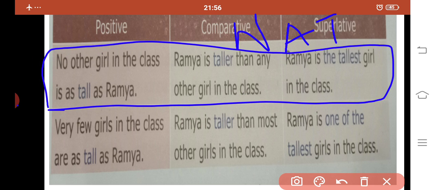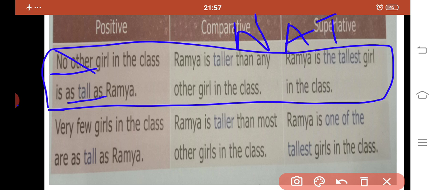In the positive form we have the words no other. No other girl in the class is as tall as Ramya. Here we have a noun, girl. We don't have girls, we don't have a plural form. We have a singular form, girl. No other girl in the class is as tall as Ramya. Here we have a positive form, as tall as. Tall is an adjective word. When we change it into comparative form, we have to remove this no other.